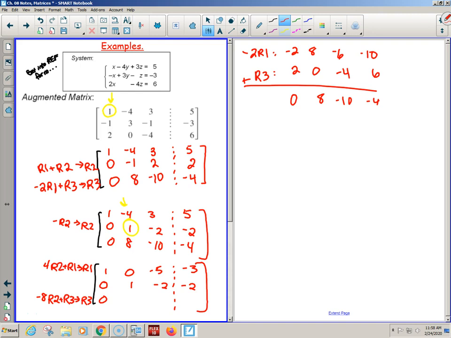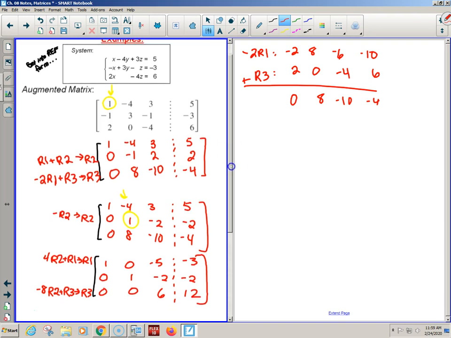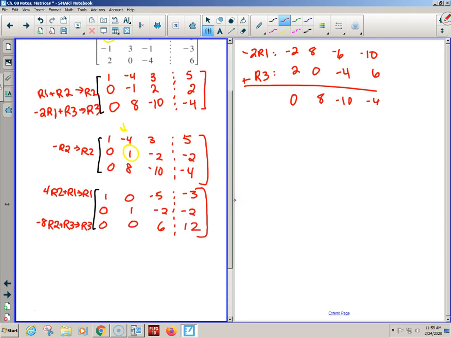I have to go down here. Negative 8 times 1 plus 8 is 0. Perfect, I'm so close. I also have to do 16 minus 10 is 6, and I have to do 16 minus 4 is 12. But now my second column is done. So what am I going to go tackle next? My third column. What do I need? A 1. How do I get it? Divide by 6.